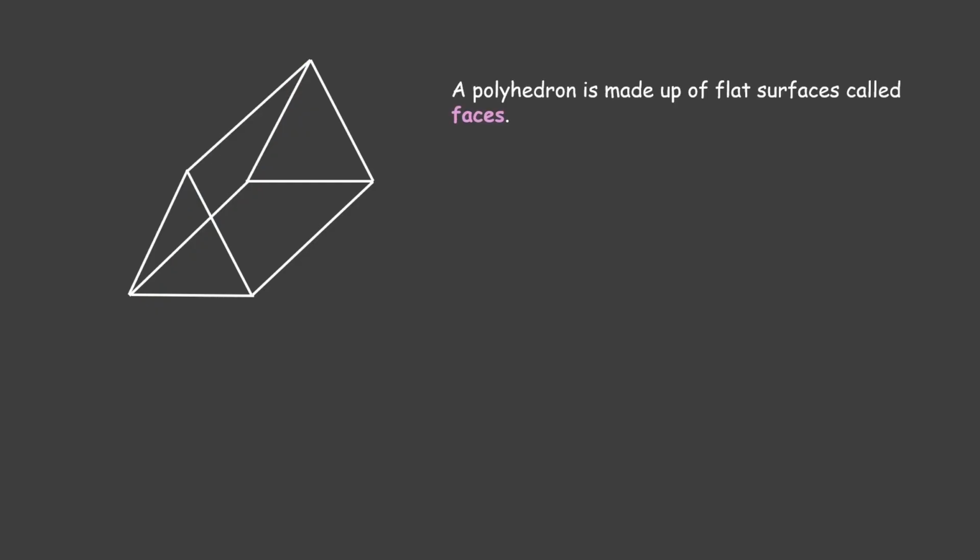Hello everyone. This is a polyhedron, a solid object with all polygonal faces. Now this is made up of multiple flat surfaces like this one, these two, then we have this one and this one. These flat surfaces are called faces.